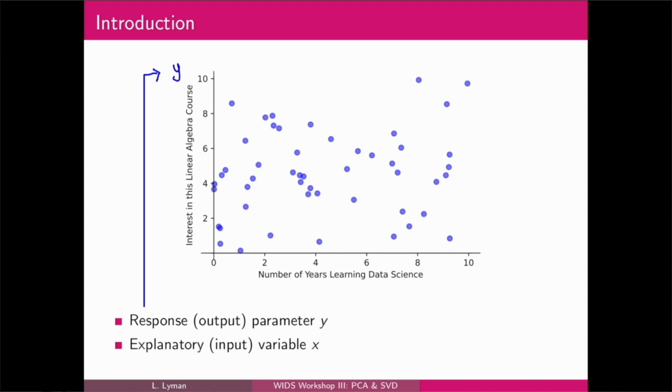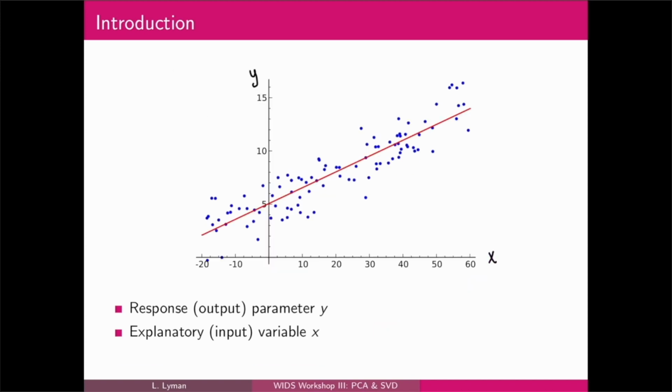against a certain explanatory variable, or input parameter x. For example, x could represent the number of years you have been learning data science, and y could denote your interest in this workshop. Sometimes, a specific relationship between variables can be difficult to spot. However, in other cases, we're lucky, and we can observe an approximate linear dependency between the variables that we are examining. And if so, we can apply a simple linear regression scheme, such as ordinary least squares.